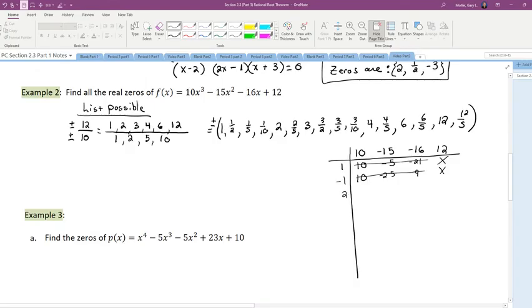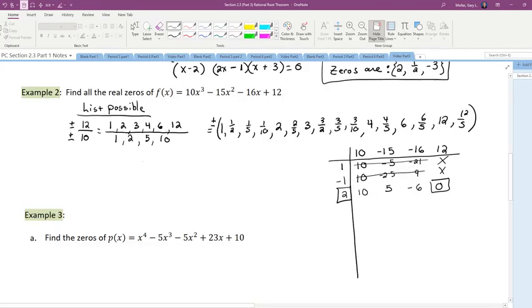I'm going to try 2. I'm going to bring down the 10. 20. I get 5. I get 10. Ooh, this is looking good. I get negative 6. Negative 6, I get negative 12. I get 0. Hallelujah. Found it. So 2 is one of my zeros, meaning x minus 2 is one of my factors.